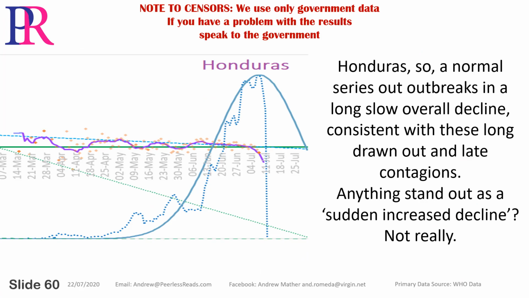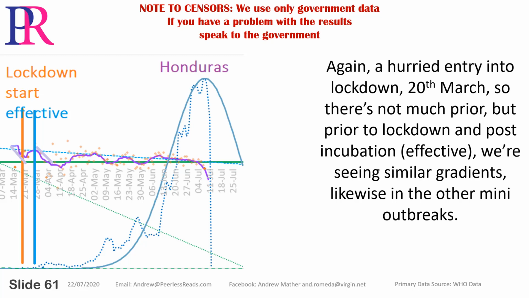Honduras saw a normal series of outbreaks in a long, slow overall decline, consistent with these long, drawn-out and late contagions. Anything stand out as a sudden increased decline? Not really. Again, a hurried entry into lockdown, 20th of March, so there's not much prior, but prior to lockdown and post-incubation effective, we're seeing similar gradients, likewise in the other mini outbreaks.